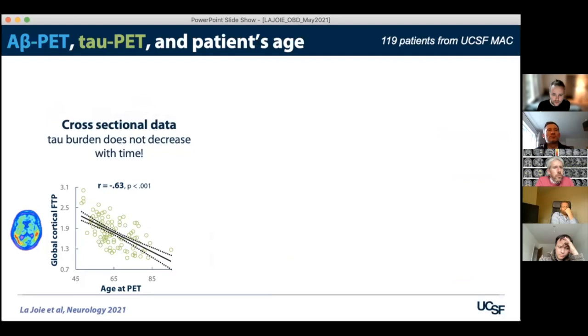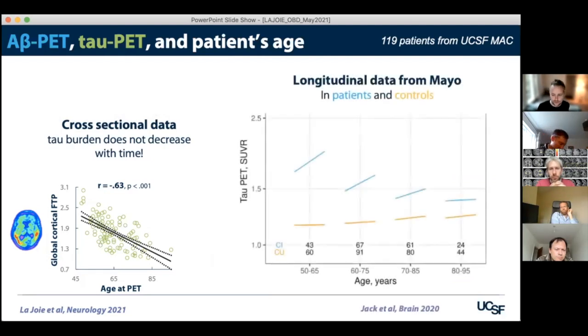What I really want to emphasize is that this is cross-sectional data. Some people get really confused with this. It doesn't mean that tau decreases with time. It means that younger patients have more tau. And there's this study from the Mayo Clinic that shows over time, the patients in blue, younger patients, have more tau at baseline and they increase faster. So this is just a pattern that we see in everything we're looking at. The early onset forms of the disease are more aggressive, probably because of this higher tau.